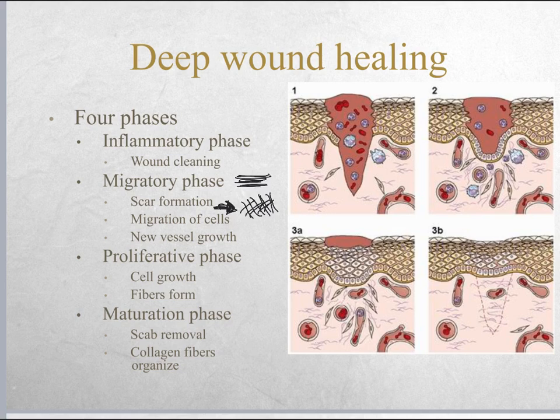The next phase is our proliferative phase. This is where our cells are going to grow, and we're going to start closing that wound and give rise to our new epithelial cells above. We're also going to form our fibers. So fibers are going to be grown here, our collagen fibers, elastic fibers, areolar connective tissue, etc. Last is our maturation phase. This is our scab removal. This is where all those collagen fibers are going to organize, and again, it's going to organize in a parallel fashion, which will increase your scar formation.